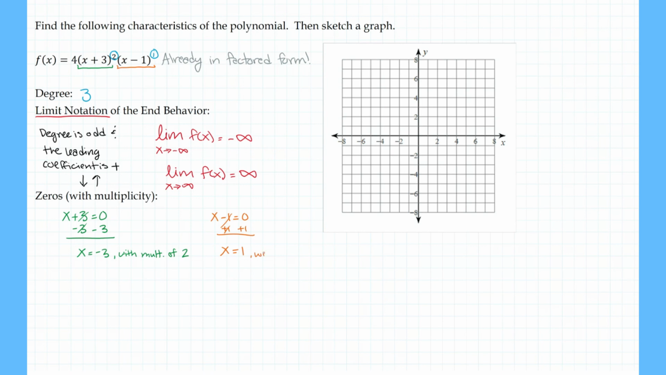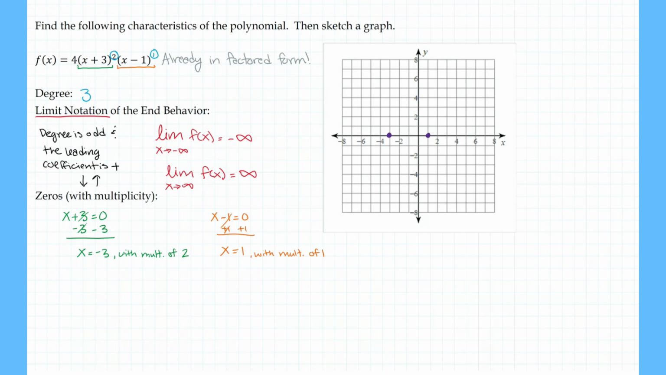When we have different multiplicities, it changes how our graph is going to interact with those intercepts on our x-axis. With a multiplicity of 2, or anything with an even multiplicity, it's going to bounce. And with a multiplicity of 1, it's going to go straight through.